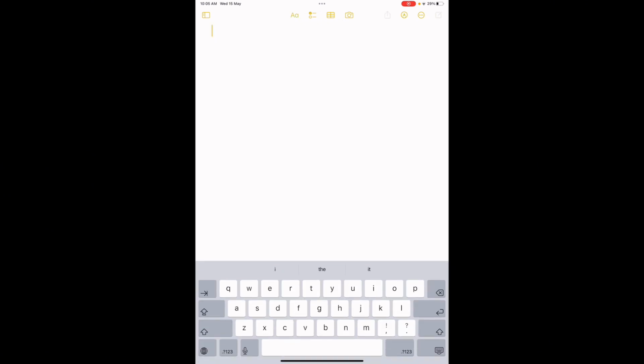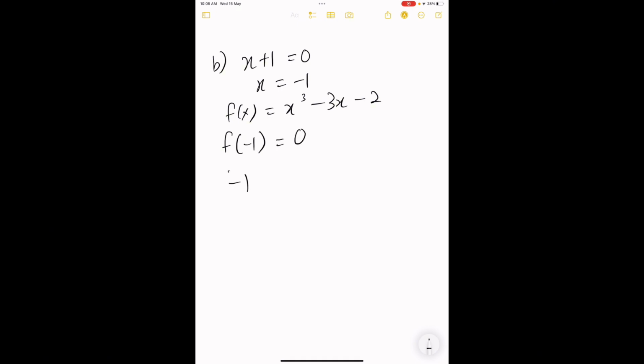Next, move on to 1b. Same step: x plus 1 equals 0, so x is minus 1. The function is x to the power 3 minus 3x minus 2. Using the factor theorem, you substitute minus 1 for x, and it will give you 0. So try minus 1 to the power 3, minus 3 times minus 1, minus 2. It is 0, so this is proven. Using the factor theorem, it is a factor.